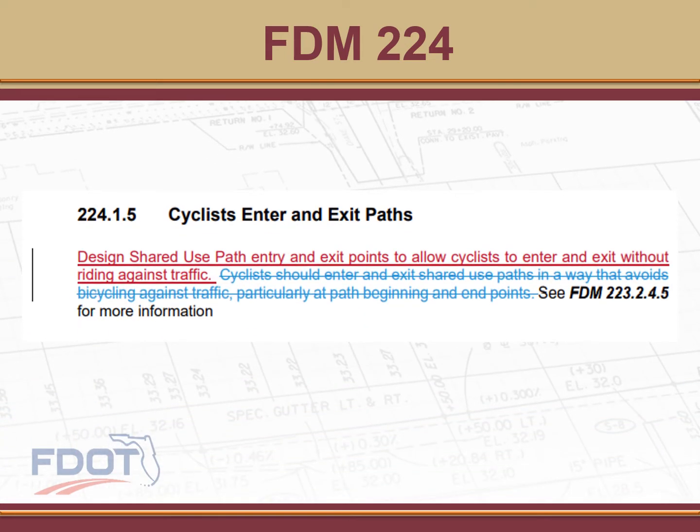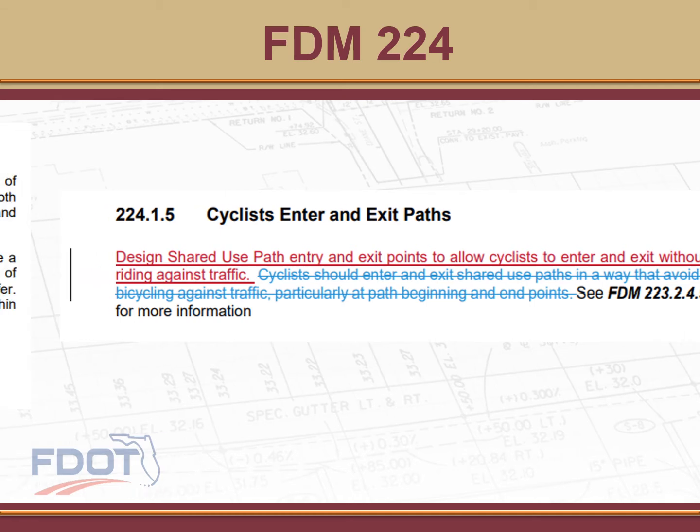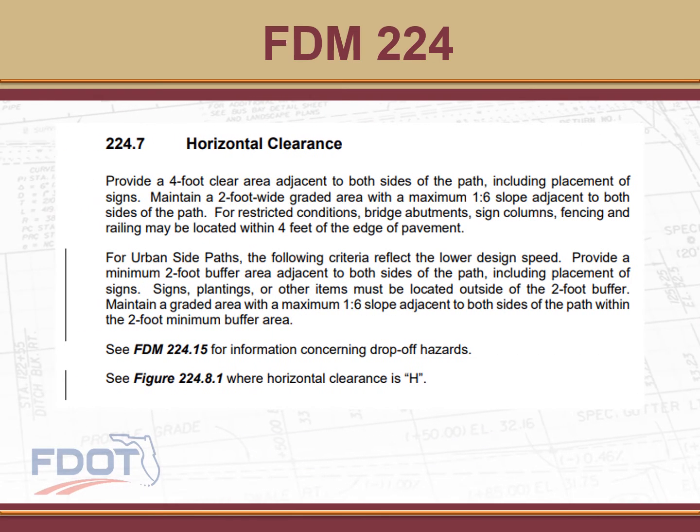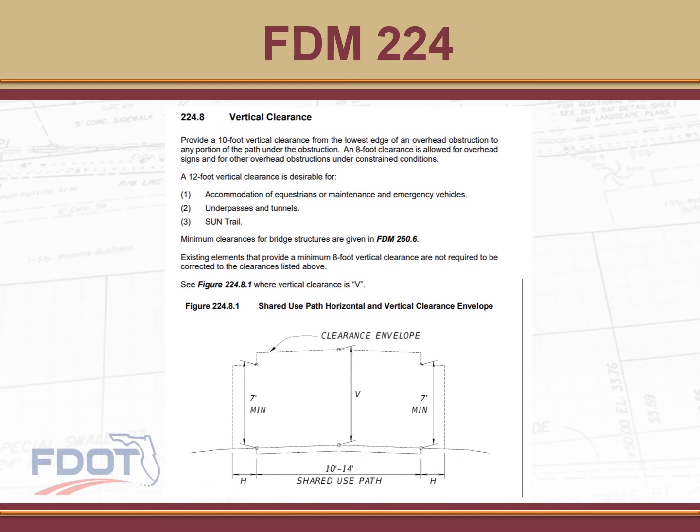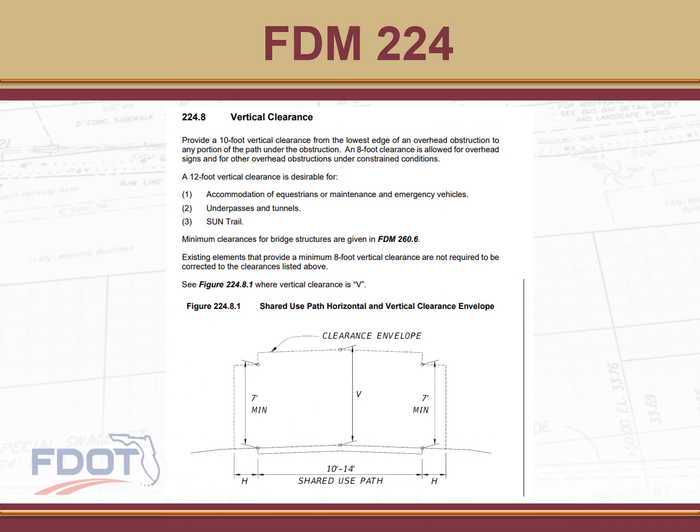The language was reworded in this section to clarify that the onus is on the designers to make it easy for people biking to enter and exit the path without riding against traffic. This is where we start to get into the details of how an urban side path has a smaller footprint than a traditional shared use path, as we don't require as much horizontal clearance. We added a new figure to the vertical clearance section.